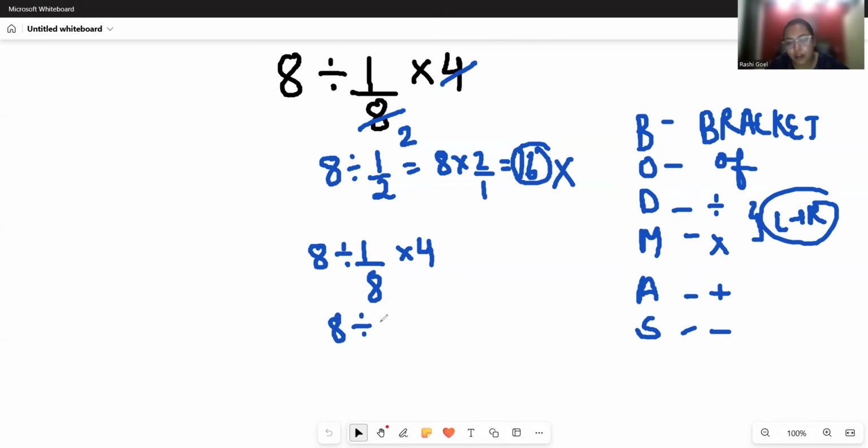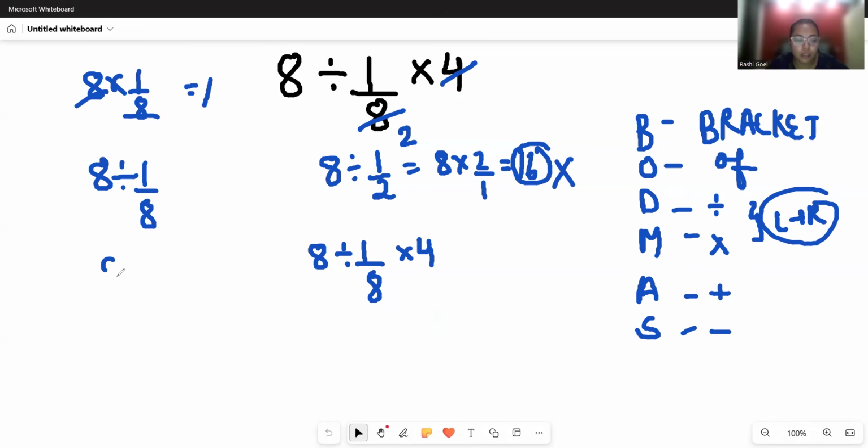So it's 8 ÷ 1/8 × 4. From the left, it's division first. So there are two things: 8 multiplied by 1/8, and 8 divided by 1/8. So this gives us 1. But in this case, it becomes this, and this is 64. So this part is 64, not 1.